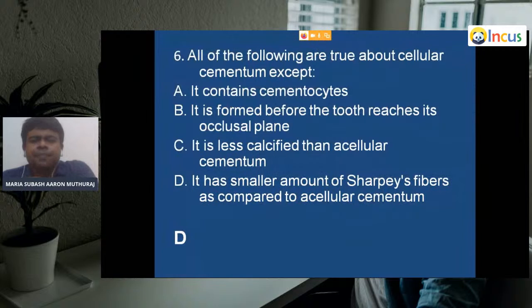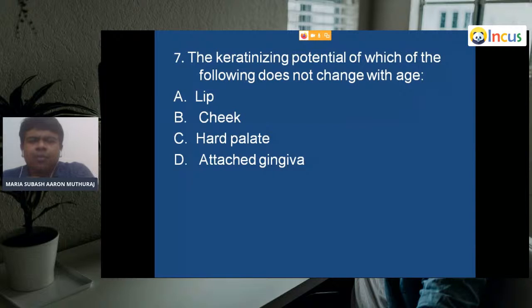The keratinizing potential of which of the following does not change with age? First is lip, cheek, hard palate and gingiva.